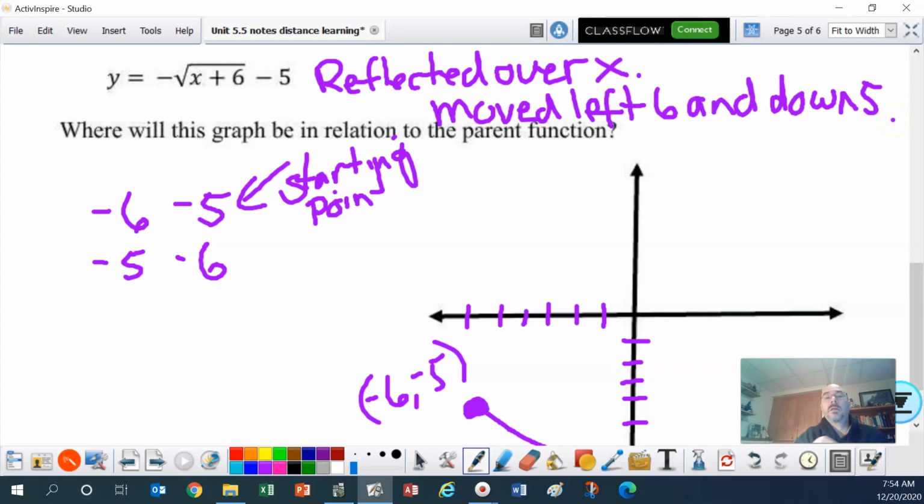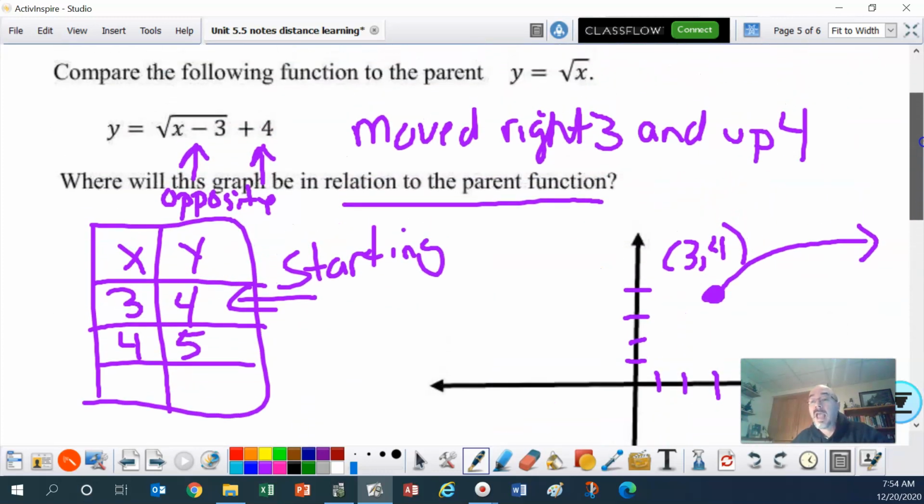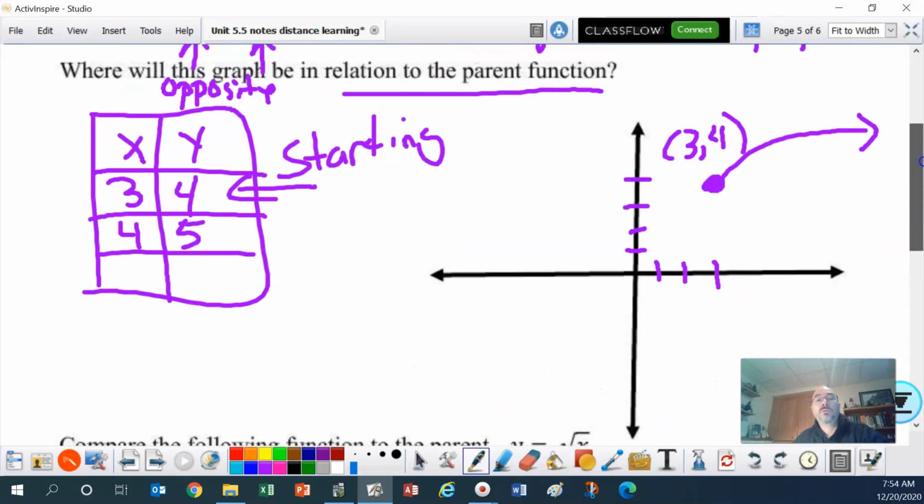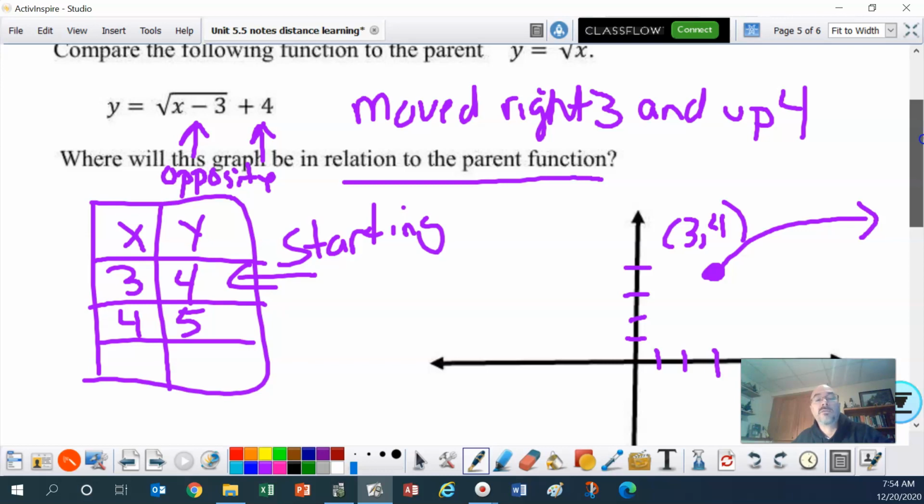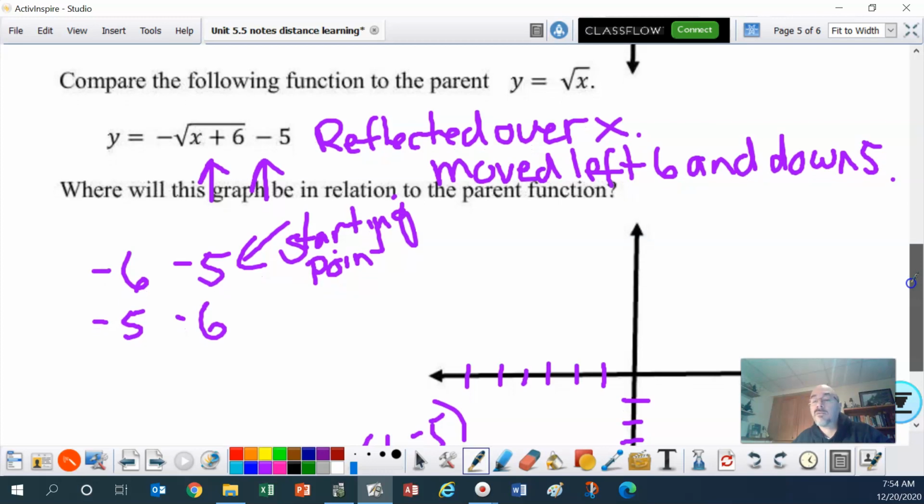And look, ladies and gentlemen, I could have figured that out just by looking at the equation. That's the whole point I'm trying to get you to see here. I hope you've got the idea: just by looking at the equation, without using a calculator, you should be able to tell me where it starts. This one started at positive 3, 4. This one started at negative 6, negative 5, and because of that negative, it reflects.